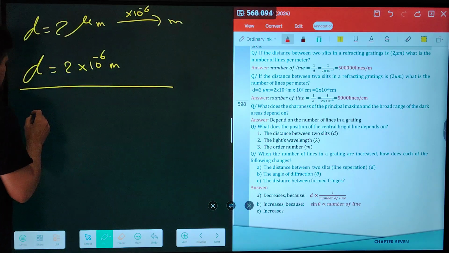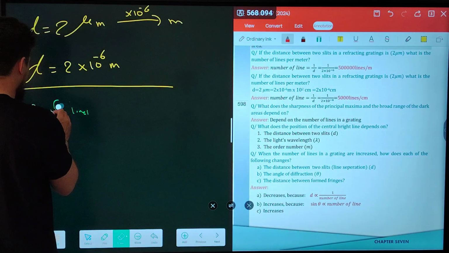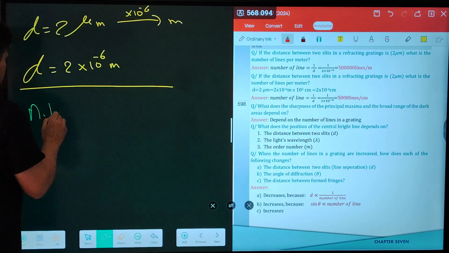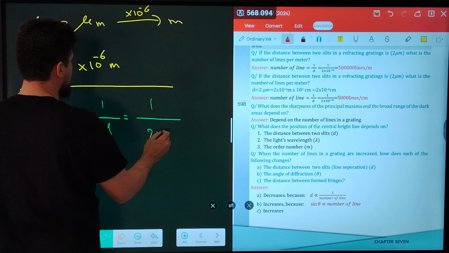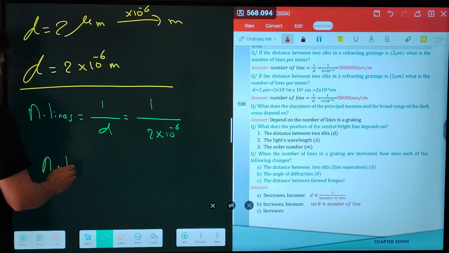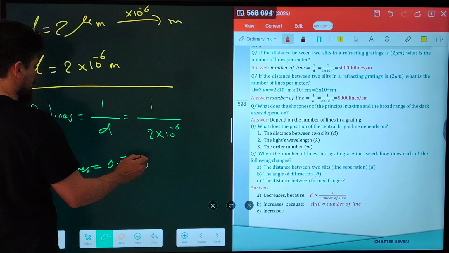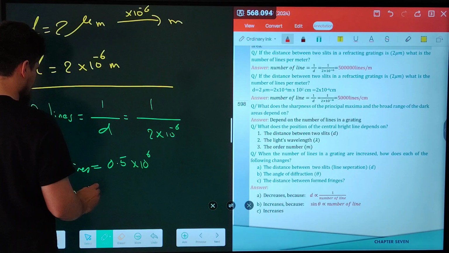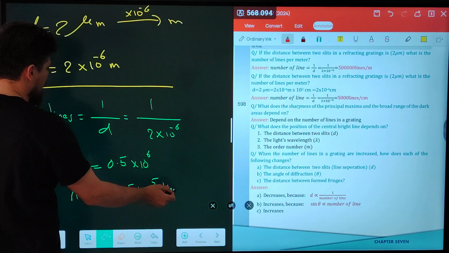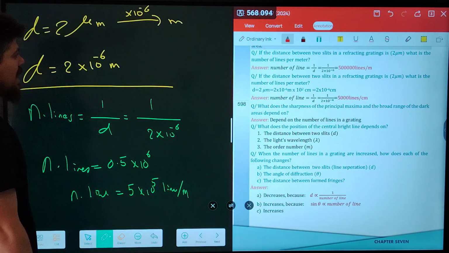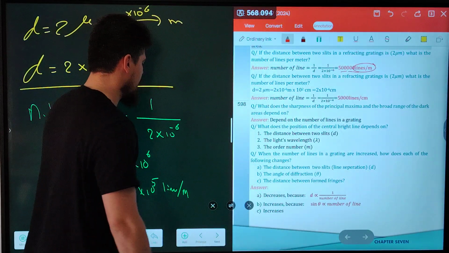Number of lines per meter, it's very easy. Number of lines per centimeter. Number of lines is 1 over D, 1 over this number, 2 times 10 to the power negative 6. Number of lines is equal to 0.5 times 10 to the power 6. Number of lines is equal to 5 times 10 to the power 5 lines per what? Per meter. Or 500,000 lines per meter.